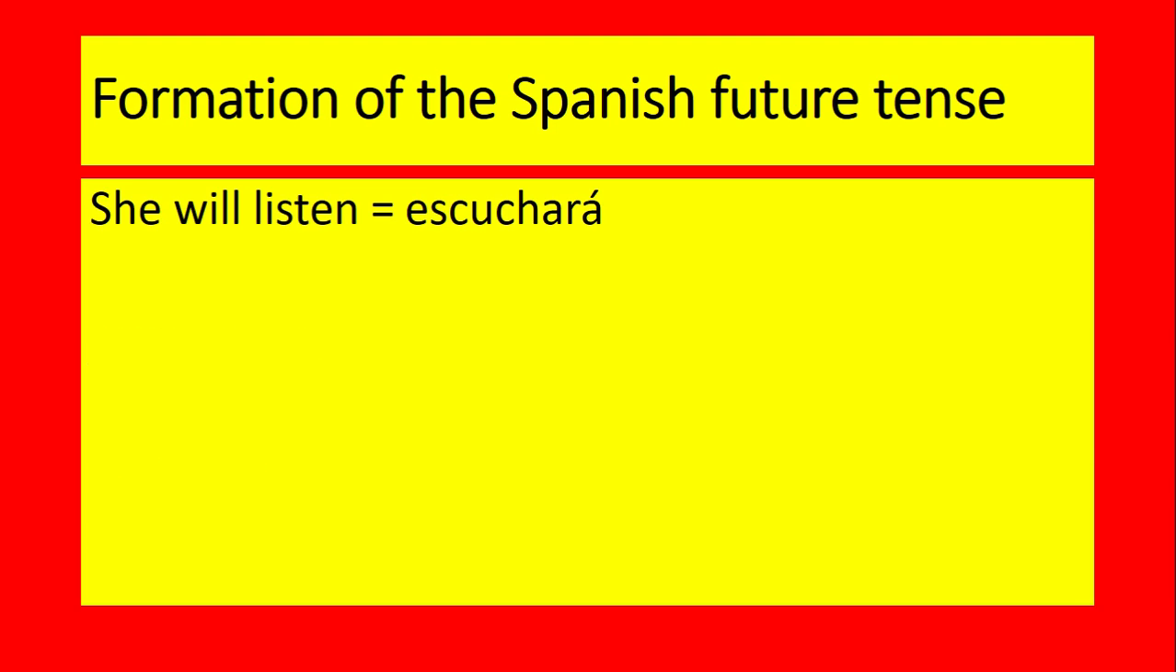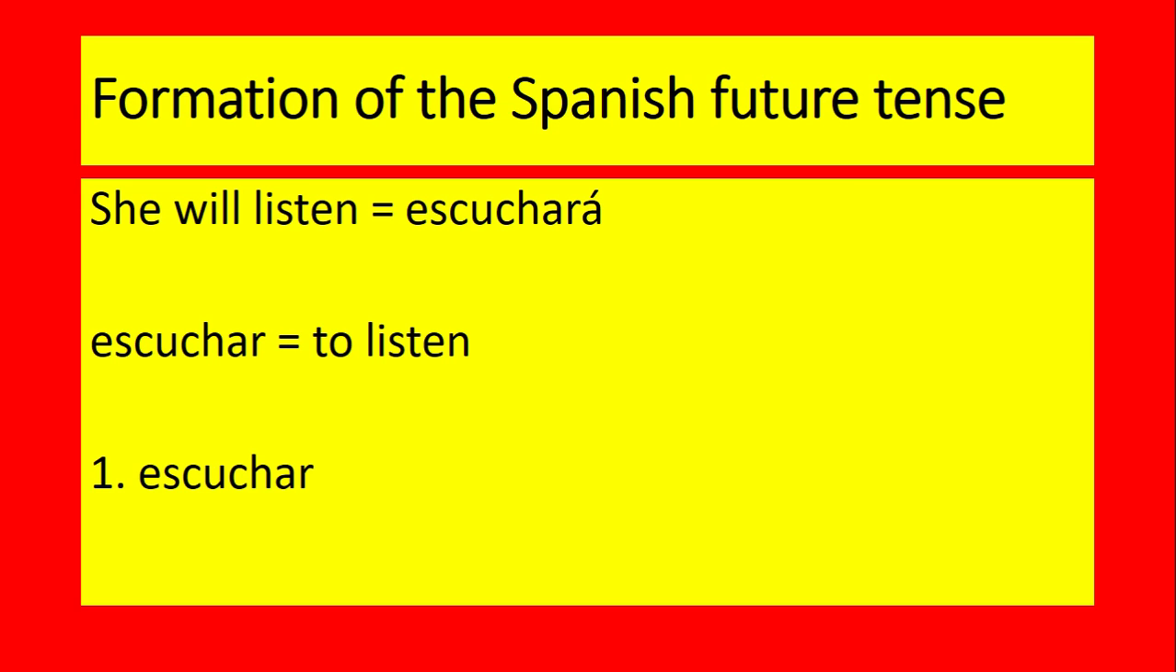Simple. Here's another one. She will listen. Escuchará. So escuchar is the infinitive. So you take the infinitive and she, that's the third person singular. So we want the third one from that list, which was the á with the accent ending. So we just add that onto the infinitive. Simple.